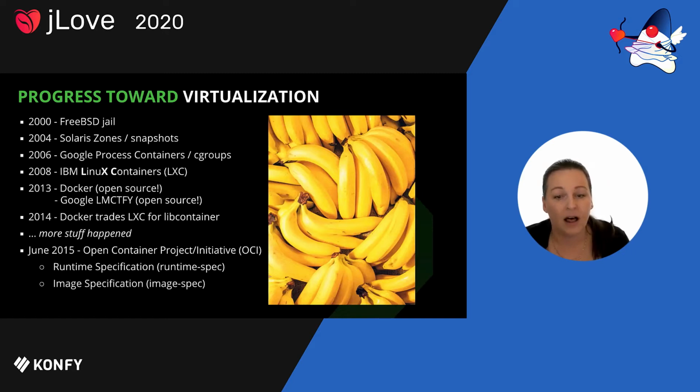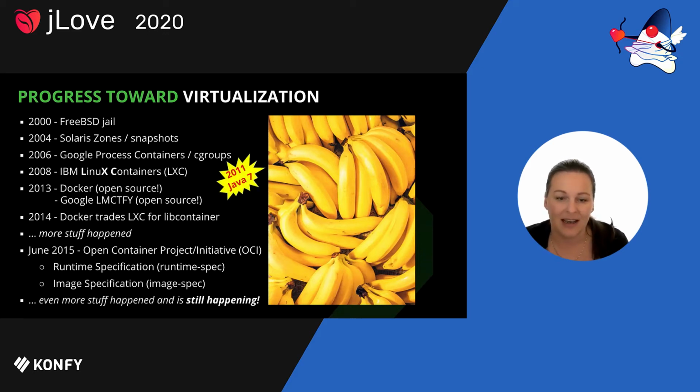Now, while all of that was happening in the container world, a couple other dates that I want you to know are pretty Java specific. In July of 2011, Java 7 was released. Work was started on Java 8, which was released in March of 2014. So keep in mind those dates because that's important for what you do today with your Java containers.